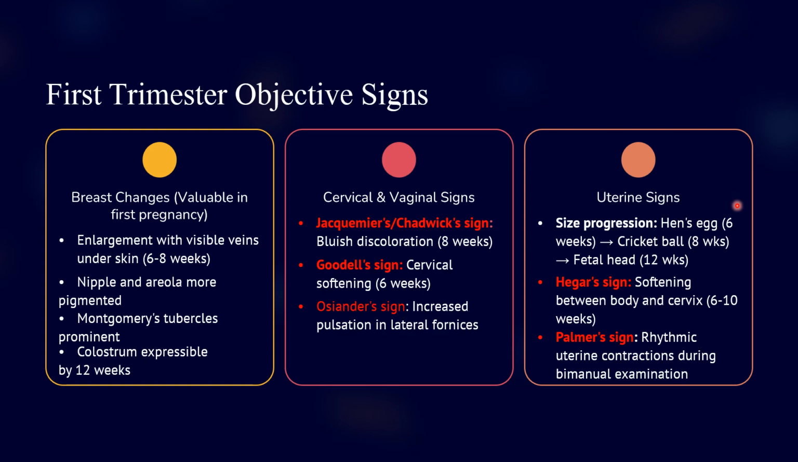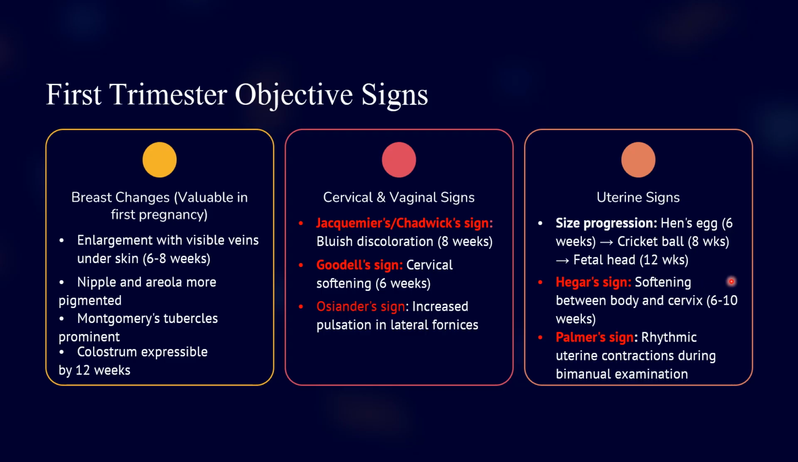And in uterine signs, the size progresses. Okay, by the time the woman is 6 weeks, the uterus size is of egg size. By the time she is 8 weeks, it is of cricket ball size, and then by 12 weeks, it is the size of a fetal head.